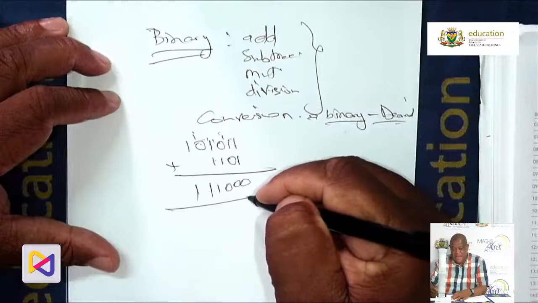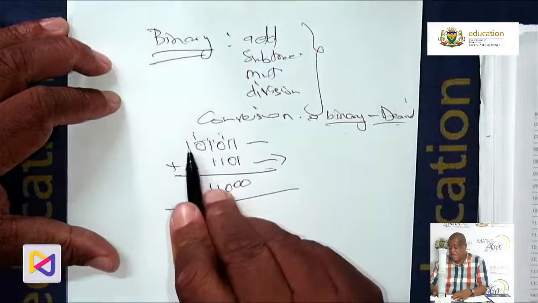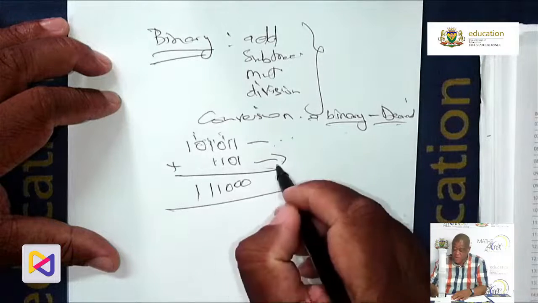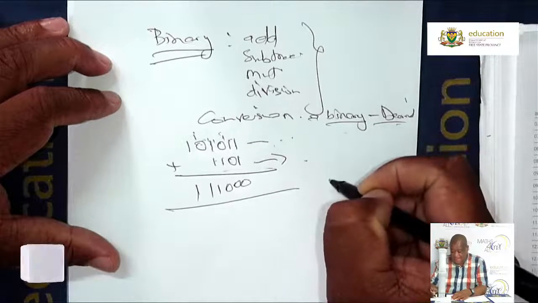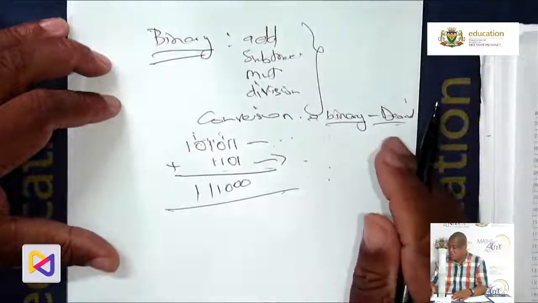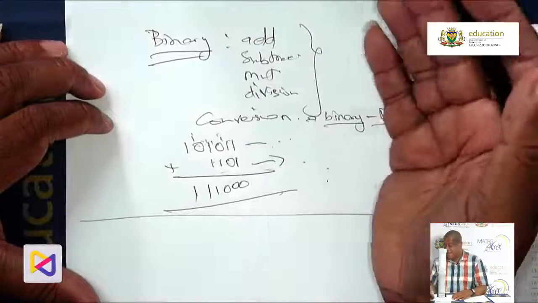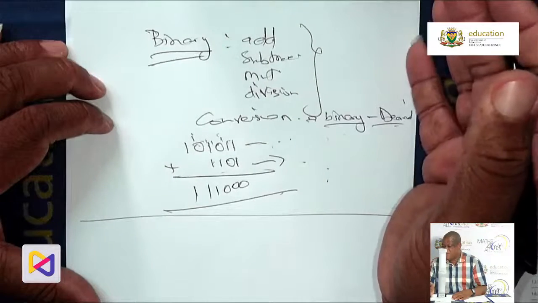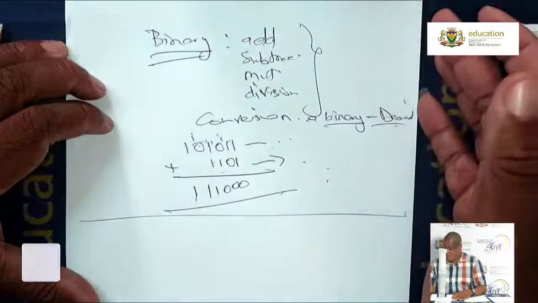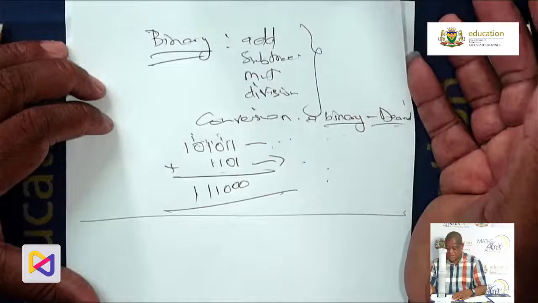Either you add them like this, or you first convert both of them from binaries to decimal using your table, and then add, and after adding, we can convert that back to binary if they want their answer in binary. That is what to expect in question 1. Of course, it's an easy question that will be welcoming all the candidates into the exam. Moving on to question 2.